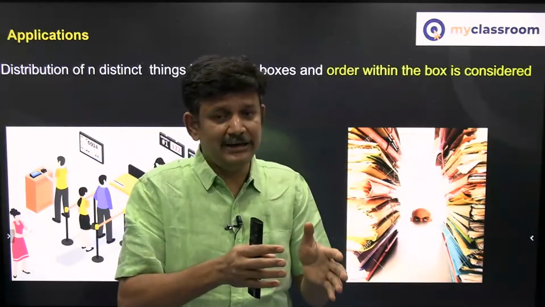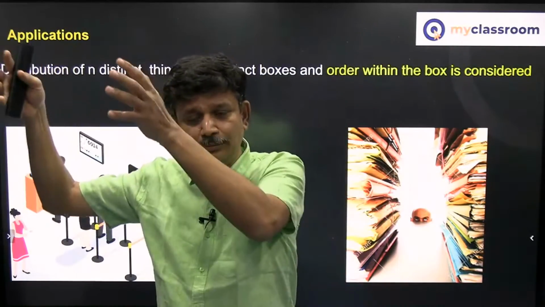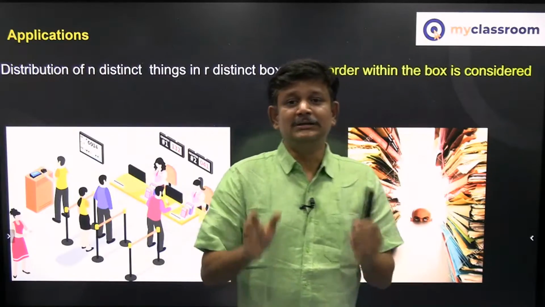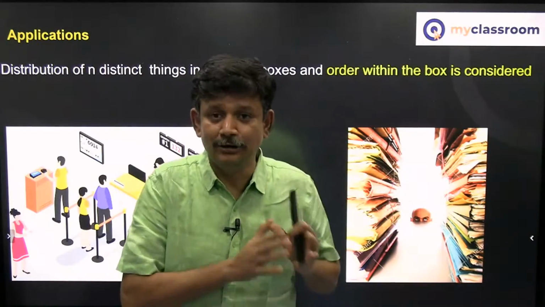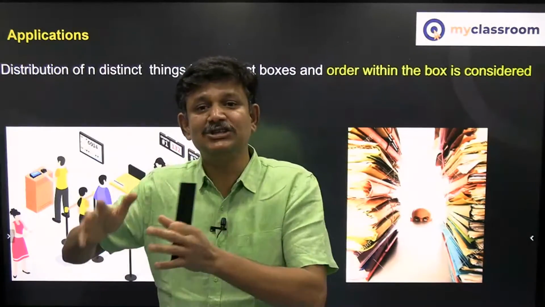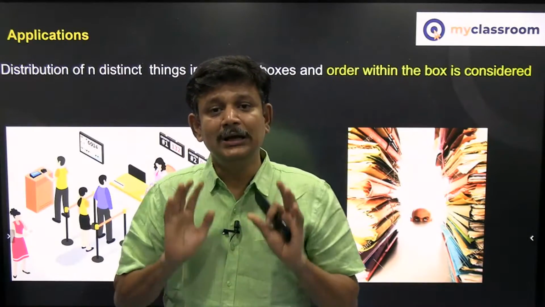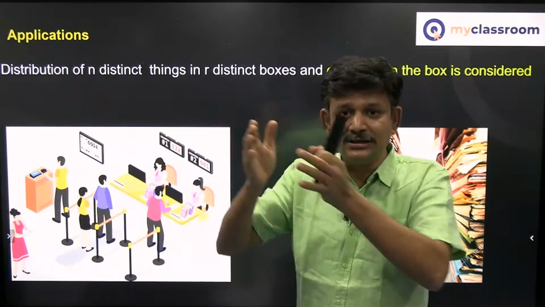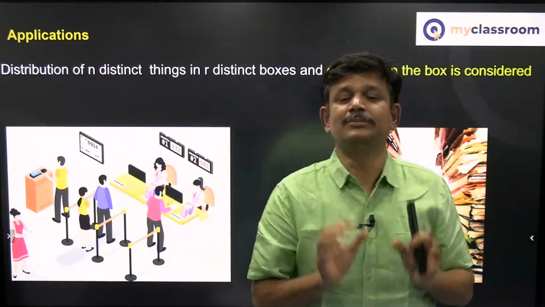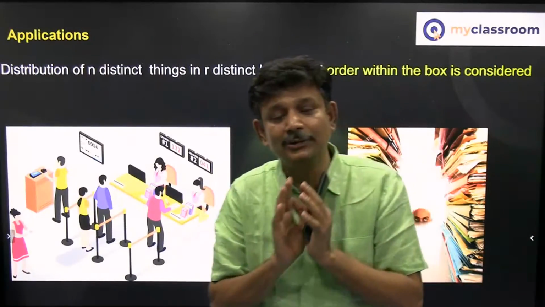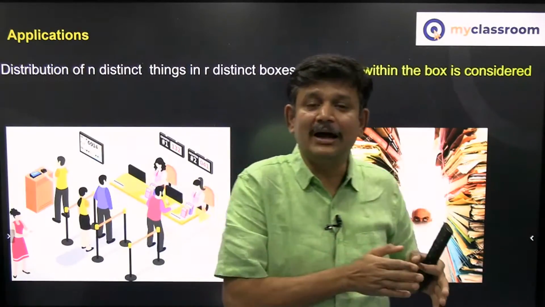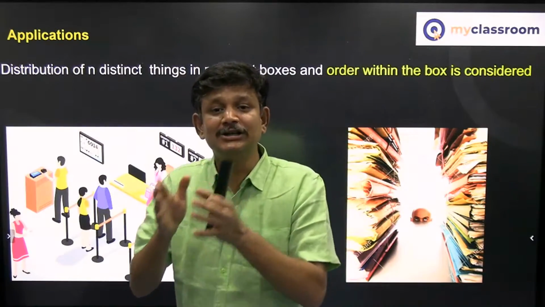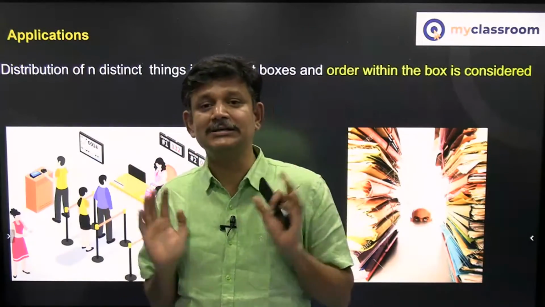If in a pile I need not put any book, if that is allowed, then it will be 50 factorial into 50 plus 3 minus 1 C 3 minus 1. If in each of these columns I have to put at least one book, empty columns are not allowed, then it will be 50 factorial into 50 minus 1 C 3 minus 1. As simple as that.